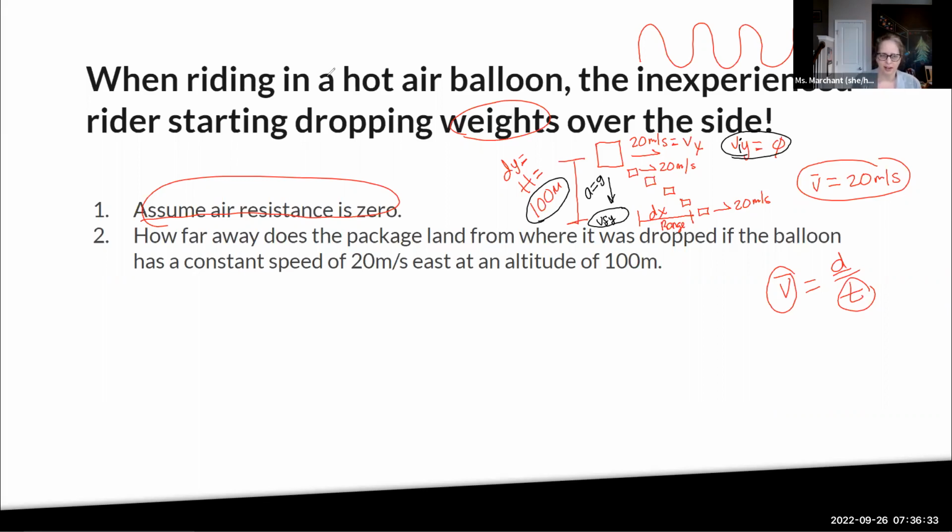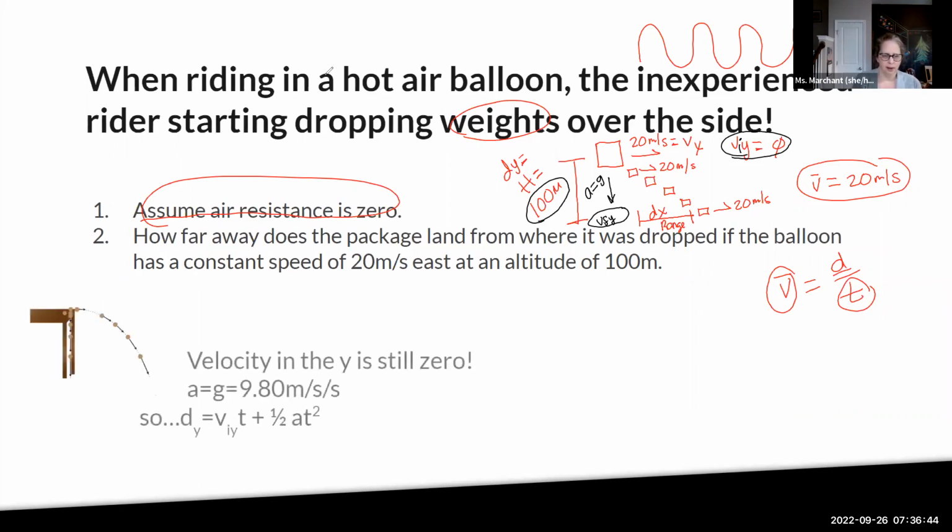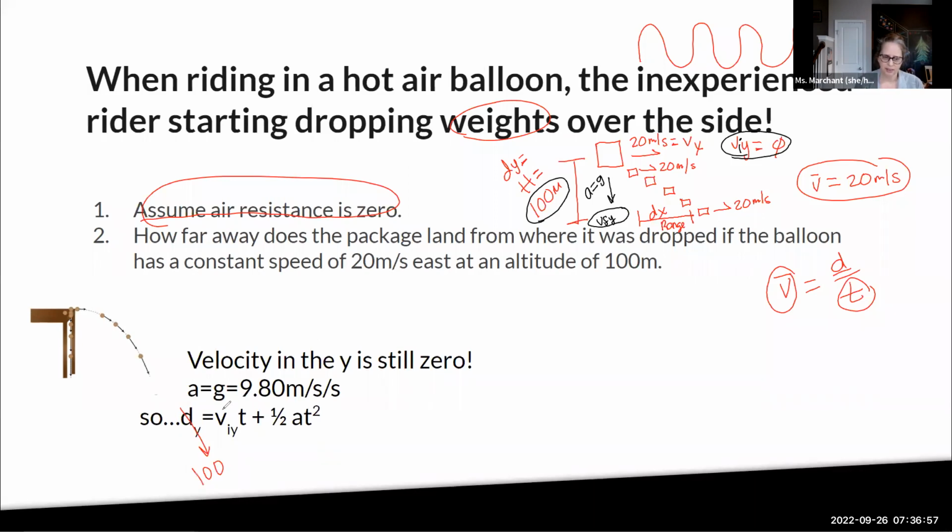Do I have equations that I can work with? Yes, I can look at the same three standard equations that I used in Module 1. I'm just going to pull one up here to help you out. Velocity in the Y is still 0. The acceleration is due to gravity. What do I know? The distance in the Y, that's the altitude, 100. Velocity initial in the Y is 0, so I don't have to worry about that first time value because 0 times time would still be 0. Then I have 1/2 AT squared, and I know that A is 9.80.